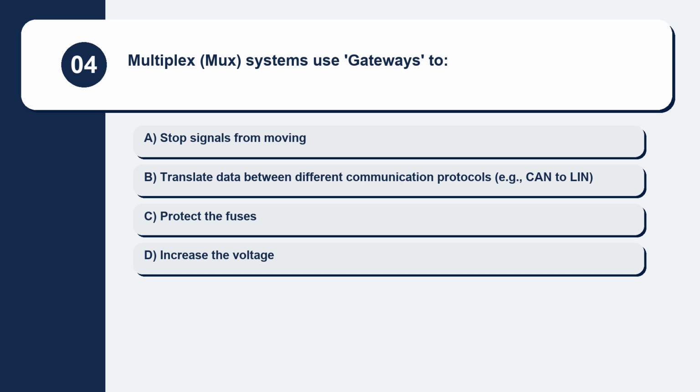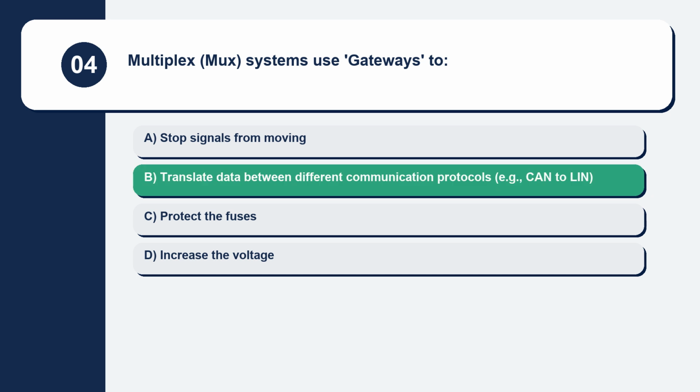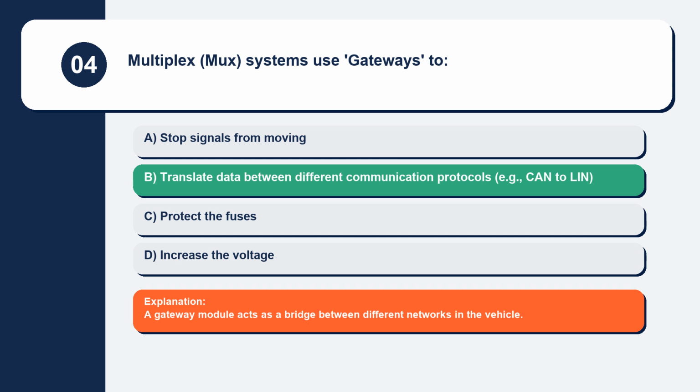Question 4. Multiplex, MUX, systems use gateways to: stop signals from moving, translate data between different communication protocols, example CAN to LIN, protect the fuses, increase the voltage. A gateway module acts as a bridge between different networks in the vehicle.